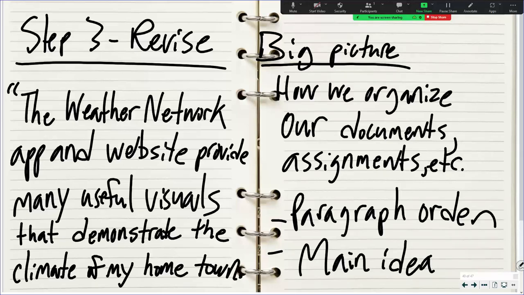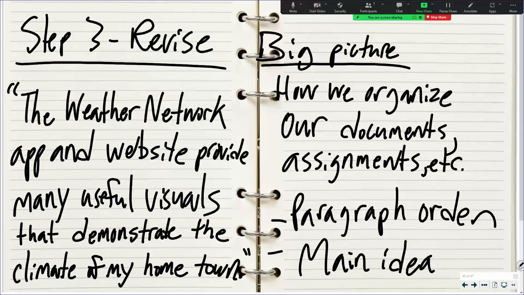Okay, so that's good. So I've got an opening sentence, and then once I had that opening sentence, it's really easy for me to take it from there, right? My opening sentence will be about the Weather Network and how they have many useful visuals that demonstrate the climate of my hometown. Then I might say, for example, they have a chart that shows me the historical averages, highs and lows for the month of December.